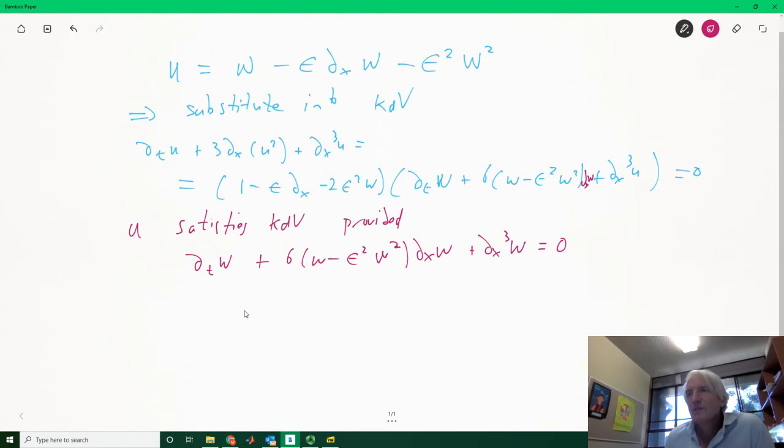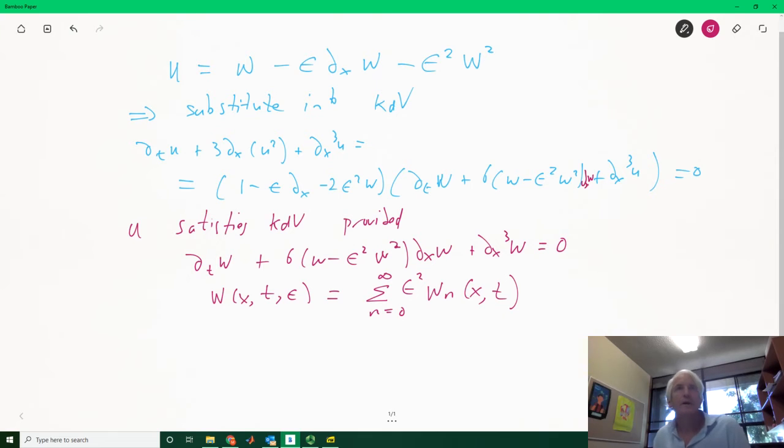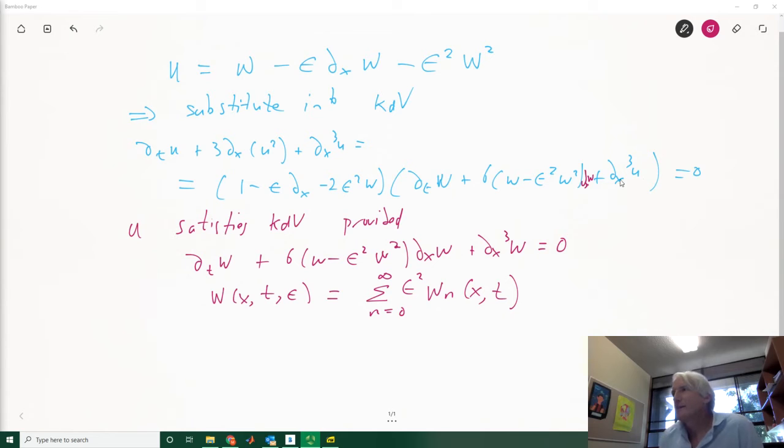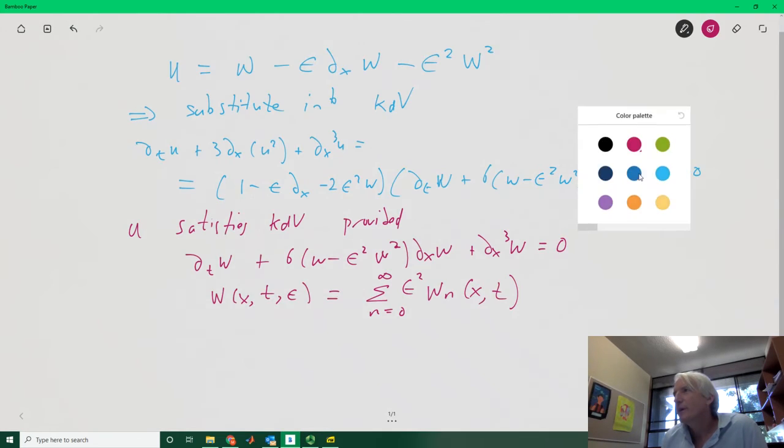This is not leading us anywhere too clever, but we do this ingenious idea here where we write the solution as a power series. So w depends on x, t, and epsilon, and we write it as the sum of powers of epsilon times w_n. We're basically going to get a conservation law for each w_n. I've just noticed I've got a mistake here, that of course should be a w here.